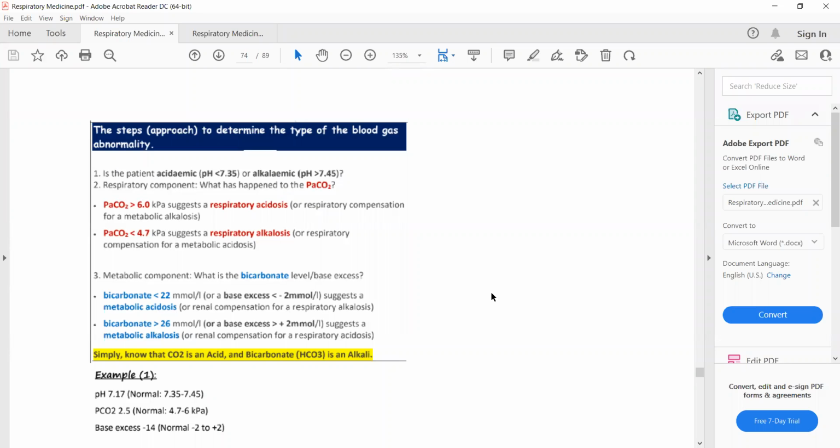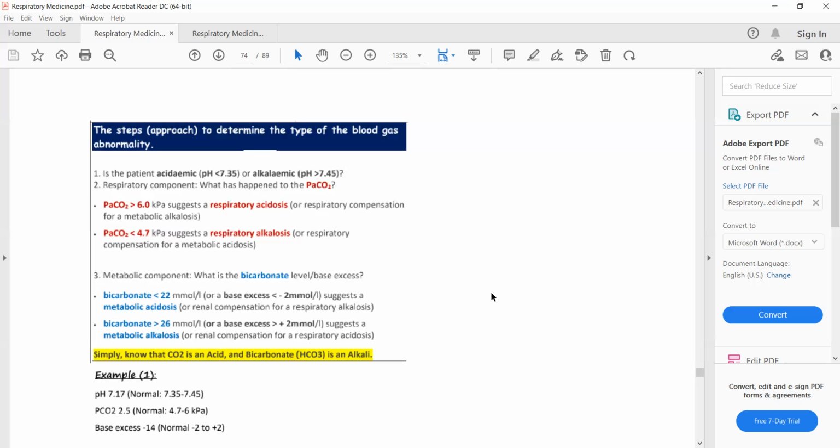So in the second step, let's look at the respiratory component. The partial pressure of carbon dioxide is decreased. So we can say that this acidic pH is not due to this respiratory problem or carbon dioxide problem. Can we say that? Yes, sir. If PCO2 is increased, then we can say it is acidosis, like it is respiratory. Yes, that's right.